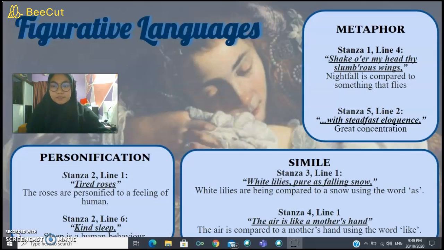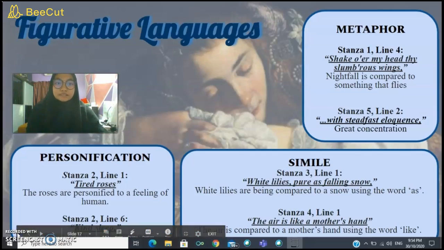Next example you can see is on the fourth stanza and at the first line, which is the air is like a mother's hand. The air is compared to a mother's hand using the word like. This means that the air is comforting and warm like a soft mother's hand.